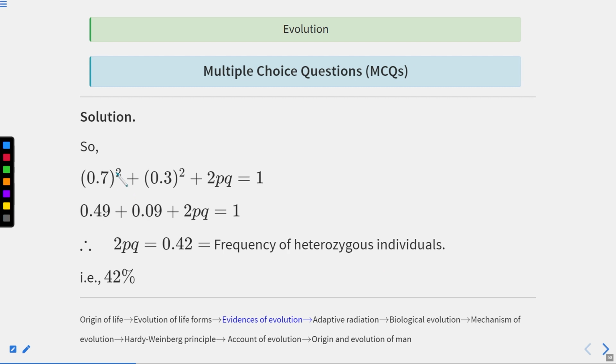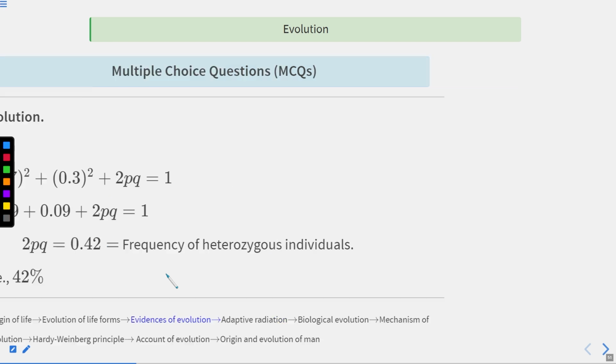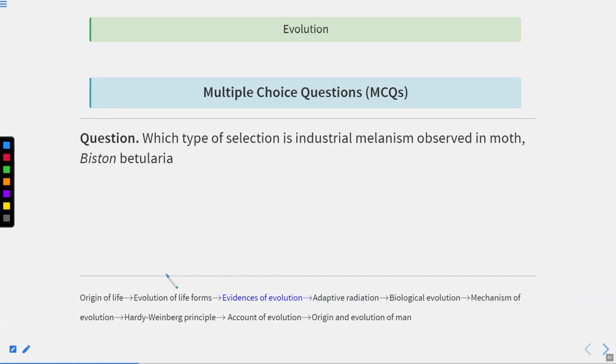Okay, now we can put in the values. p square plus q square plus 2pq is always equal to 1. So if we solve this, we will get the frequency of the heterozygous. So 2pq is the frequency of the heterozygous individual, which is 42%. This is clear? The next question.